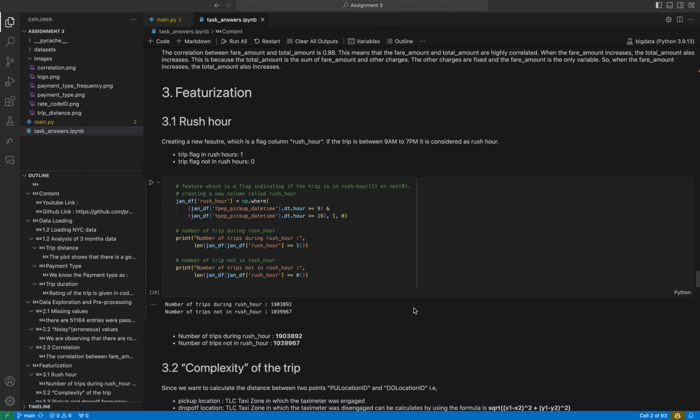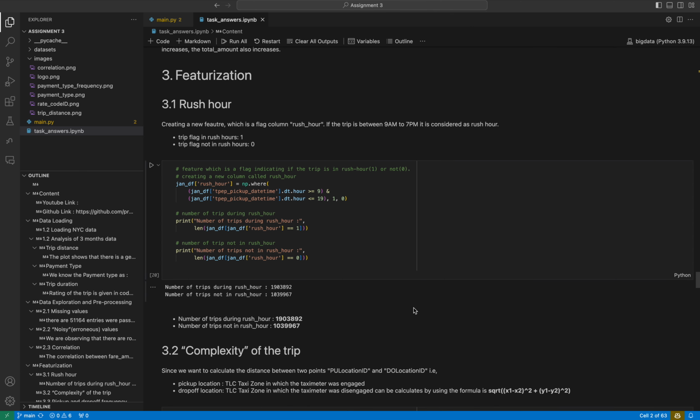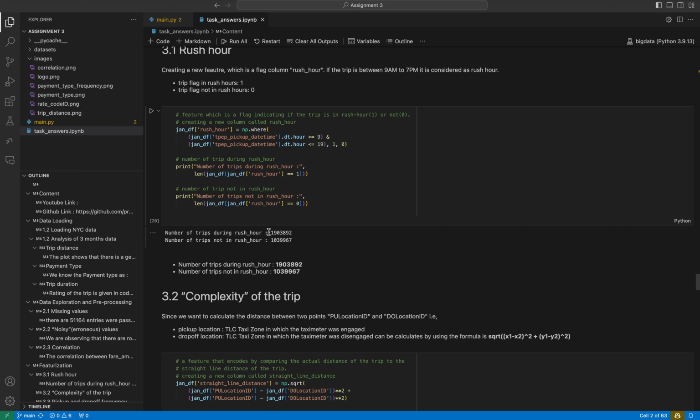In terms of featurization, I added a rush hour logic, since many people work 9 to 5 or 9 to 6. So I added a trip flag: if the cab is booked between 9 and 7, then it's a 1. If not, then it's a 0. We can see the trips in rush hour are way higher compared to those not in rush hour.